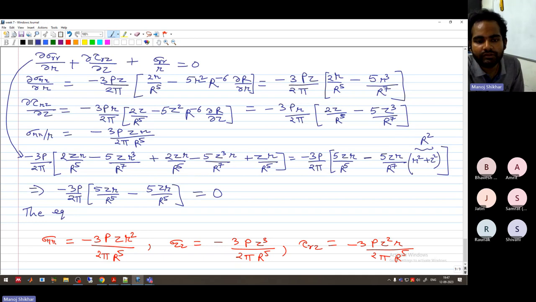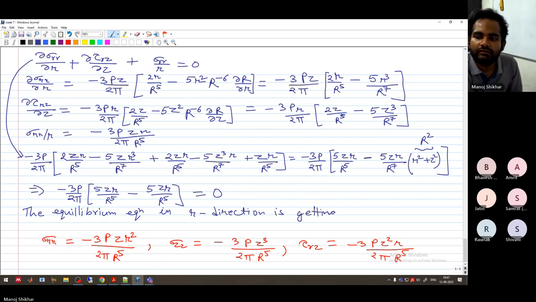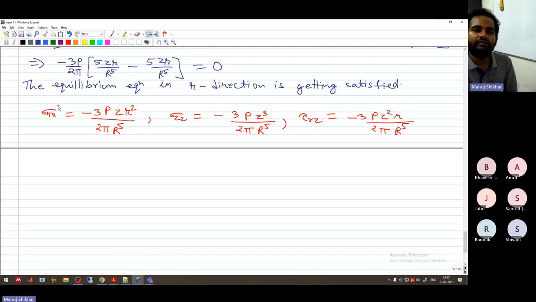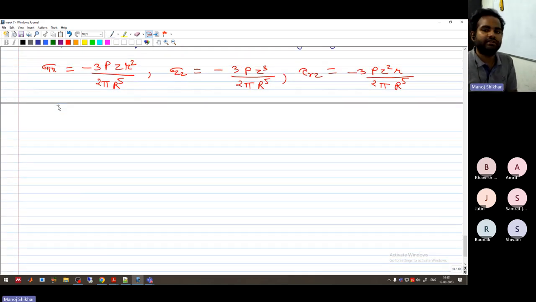So the equilibrium equation in R direction is getting satisfied. Now we need to check if our equilibrium equation in Z direction is getting satisfied or not.